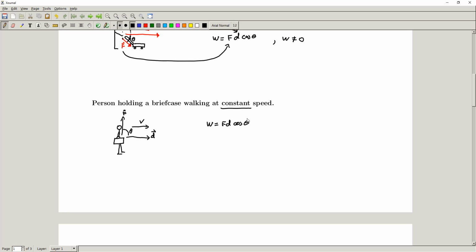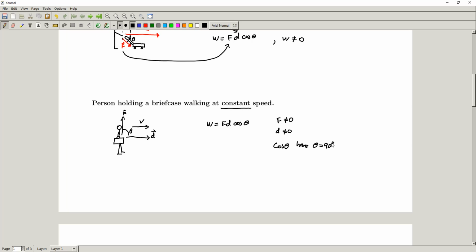So clearly F is non-zero. The person's applying some sort of force to keep the briefcase from falling, or at least to counteract gravity. So there is some force. So F is non-zero. The displacement, well, they're moving, so there's clearly some displacement. So the displacement is non-zero, but the cosine of our angle theta, so cos theta, here theta equals 90 degrees.